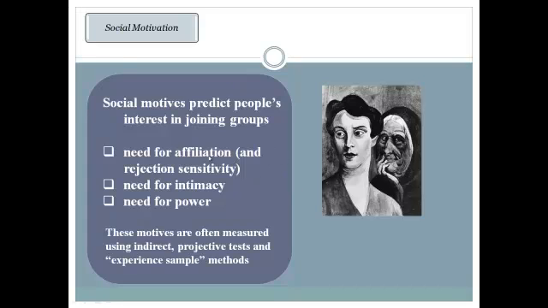Now, an interesting way in which these particular needs are measured is through projective tests such as the Thematic Apperception Test, or TAT. With the TAT, a person might look at an ambiguous picture, and the viewer is supposed to come up with a story to explain what is happening with the people in the picture. By doing that, their particular needs might be revealed.